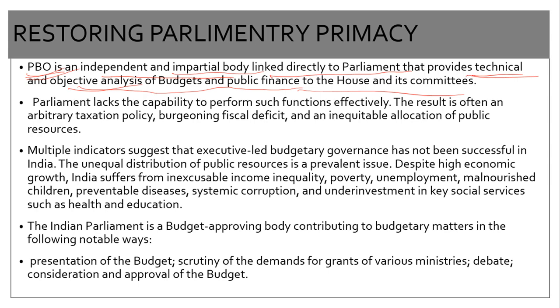So coming to the article now. The budgetary governance includes budget approval, scrutiny and its accountability. Fine. So this article tries to say that the parliament lacks the capability because it does not have technical efficiencies, and that's why it resorts to arbitrary taxation, widening fiscal deficit and unequal allocation of public resources.